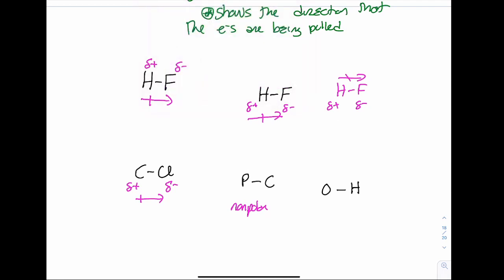And then oxygen and hydrogen. Remember, hydrogen is where phosphorus is in the periodic table. So oxygen is closer to fluorine. It's my more electronegative atom. Hydrogen then gets my partial positive, and then the arrow goes from hydrogen to oxygen.